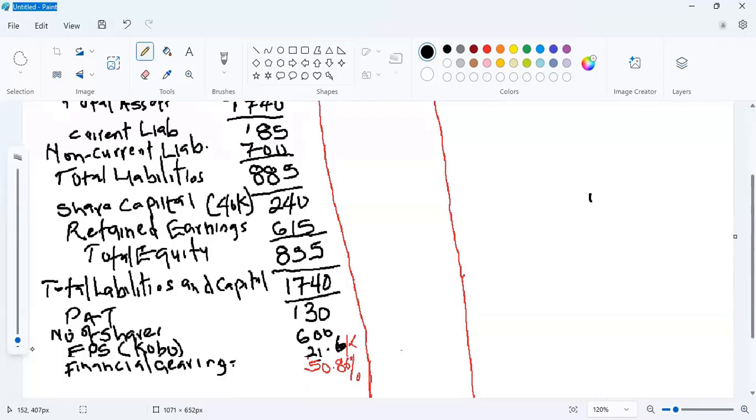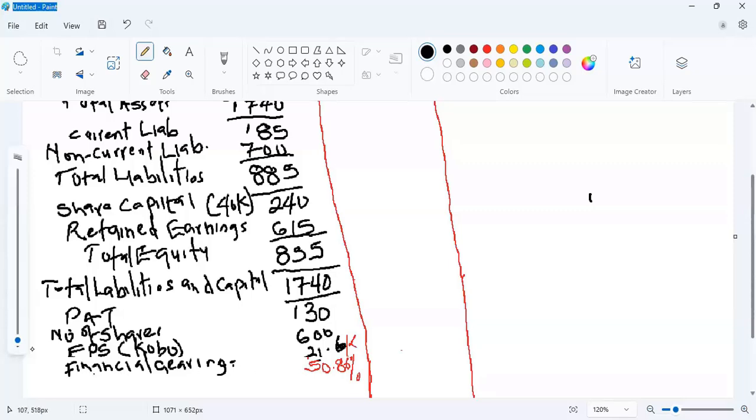Then we have total liability and capital. That is your total liability plus total equity capital. Please add 885 plus 855. That will give you 1,740. This was given to us in the question. The profit after tax is given to us as 130 million. We try to bring what we are given.